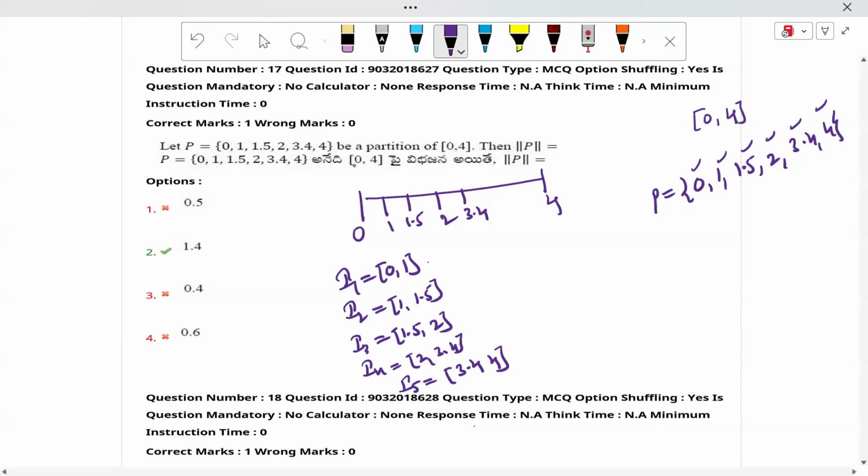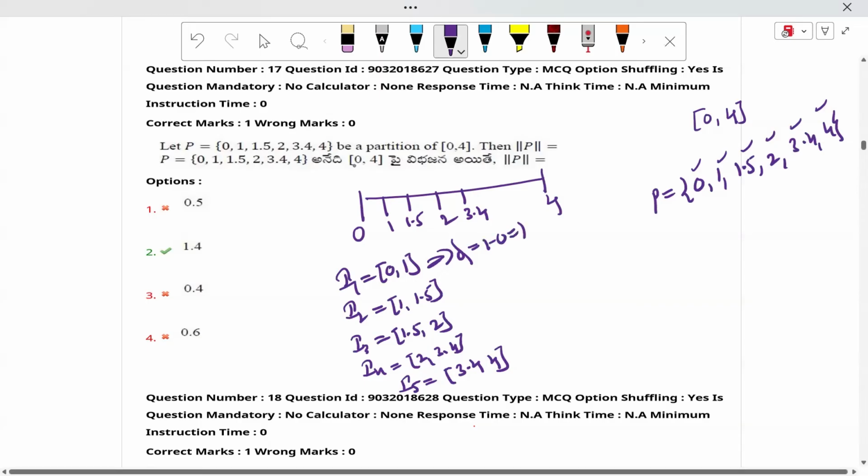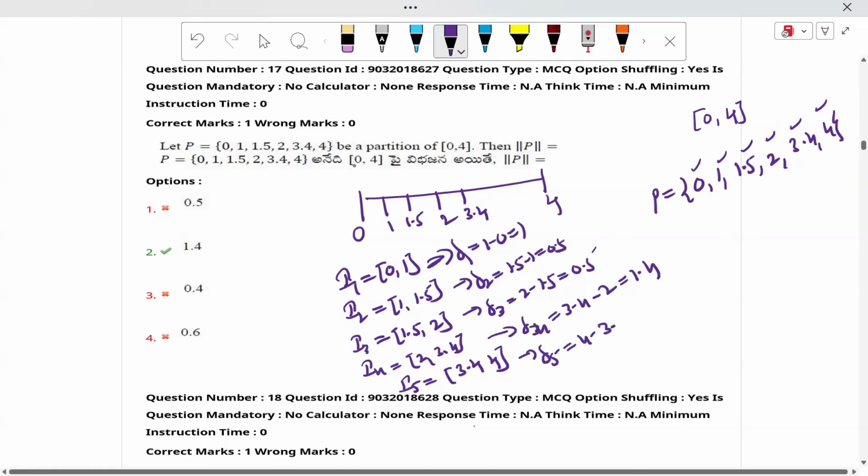సో ఇప్పుడు దీని లెంత్ ఏమైతుంది? Δ1 అంటాం, అంటే b మైనస్ a. 1 మైనస్ 0 is the 1. It is Δ2. It is 1.5 minus 1, it is 0.5. It is Δ3. It is 2 minus 1.5 is nothing but 0.5. It is Δ4. 3.4 minus 2, it is the 1.4. It is Δ5. It is 4 minus 3.4, it is the 0.6.